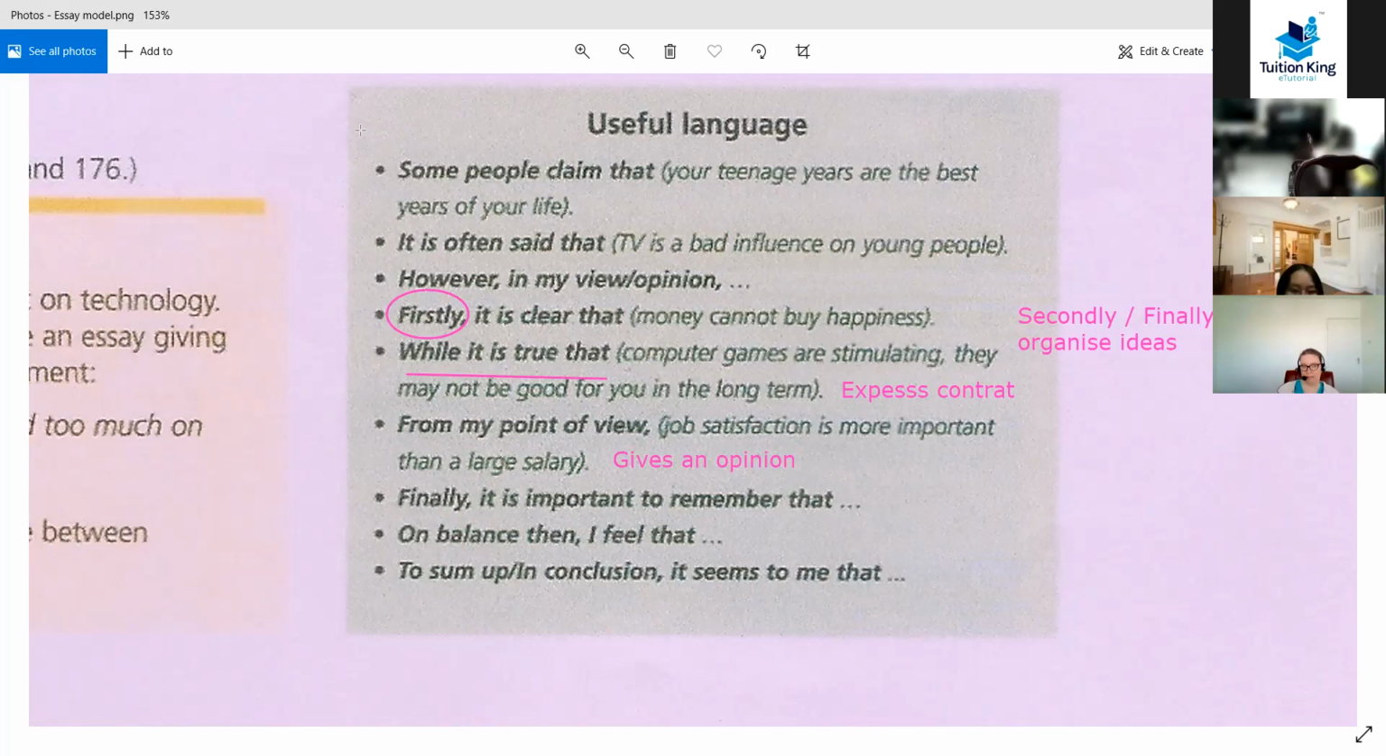What about this expression here? On balance. On balance, I feel that. Okay, so this is a concluding sentence. And then how about this one? To sum up, in conclusion, it seems to me that, what does this sentence do? Conclusion. Very good, conclusion, very good.